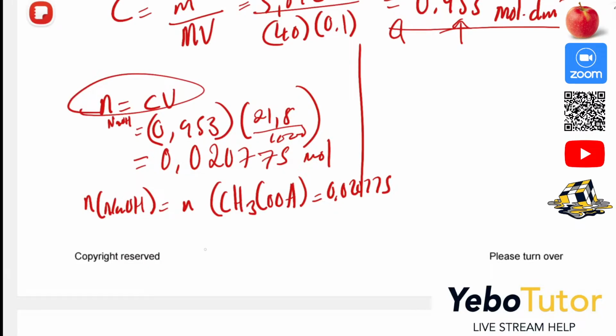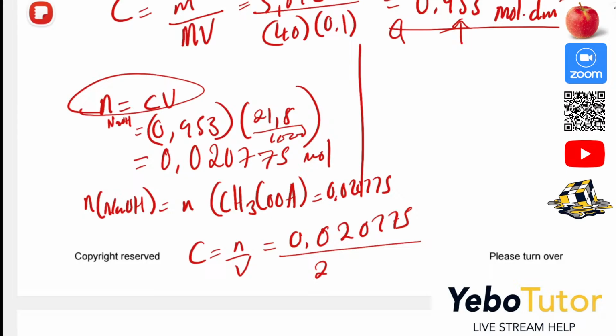So we can now calculate using the same equation. Concentration is equal to n over V. Our n is 0.020775 divided by our volume, which is 25 converted to decimeter cubed, so divided by 1000. Then the concentration will be equal to, let's see, the calculator over here, and of course we are getting 0.831016 mol per decimeter cubed. Okay, now we have the concentration.